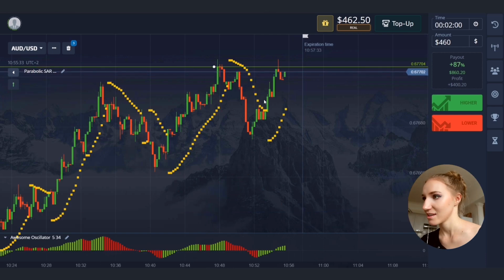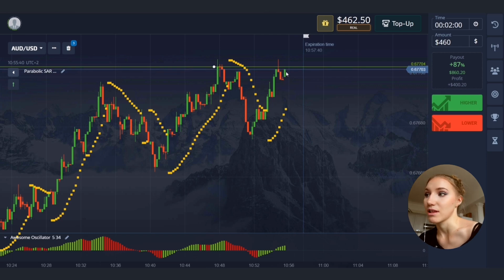So here we can see the resistance level. And here the price has been approaching this level 2 times in the last 10 minutes.